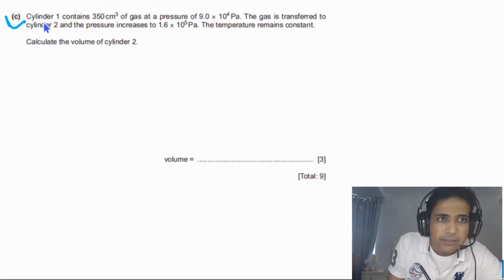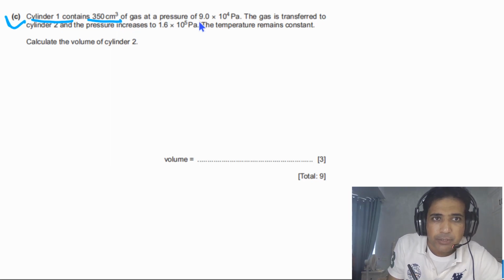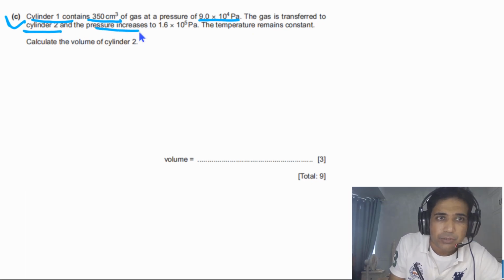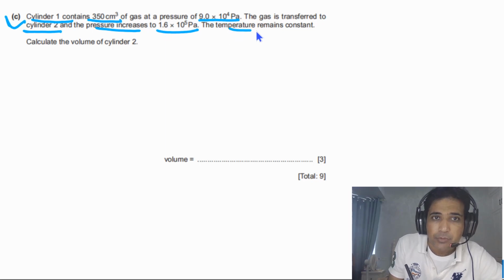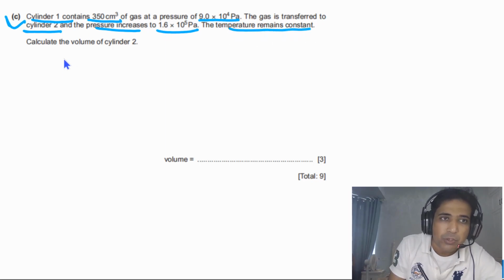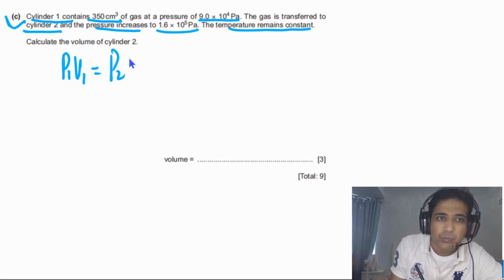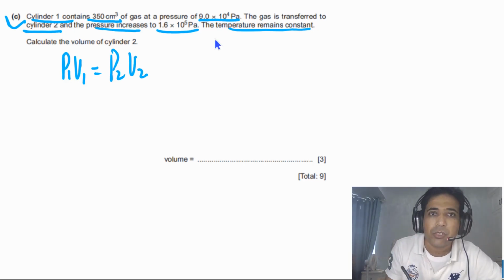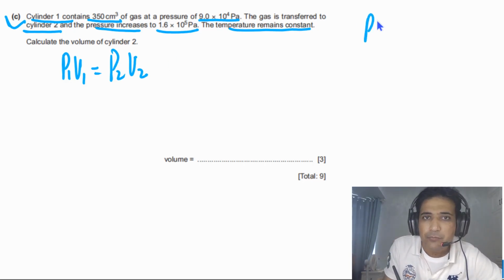Part C says cylinder 1 contains 350 cubic centimeters of gas at a pressure of 9.0 times 10 to 4 pascals. The gas is transferred to cylinder 2 and the pressure increases to 1.6 times 10 to 5 pascals. Temperature remains constant. So for this question, we simply have to use Boyle's law. So we can say P1 V1 has to be equal to P2 V2, because in this case temperature remains constant. You can also derive this one from here.